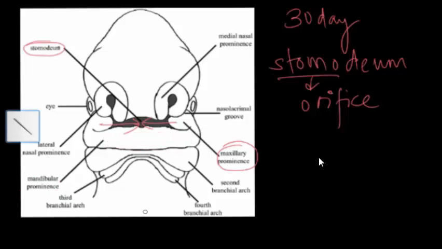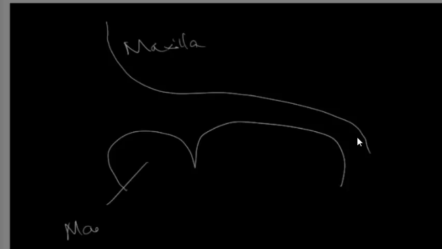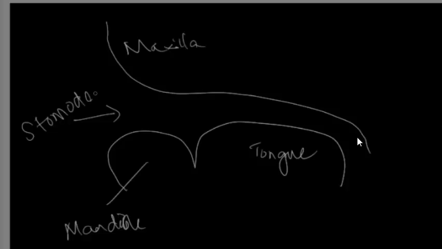So now let's cut through the mid-sagittal section of this embryo and see what we can see in between. So now I'll draw the mid-sagittal section of the embryo we saw just now. So this will be the future maxilla. And over here, this will be the future mandible. And here will be the future tongue. And this will be the stomodeum, the primitive oral cavity.